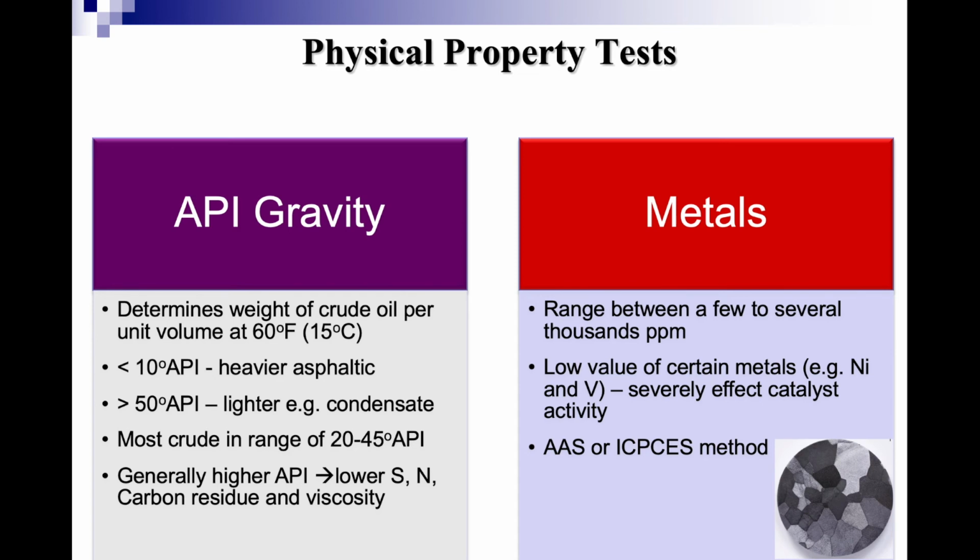And next one is metals. Metals range between a few to several thousand ppm. Even a low value of certain metals, for example nickel and vanadium, severely affects catalyst activity. And it is measured using the AAS or ICP-OES method.